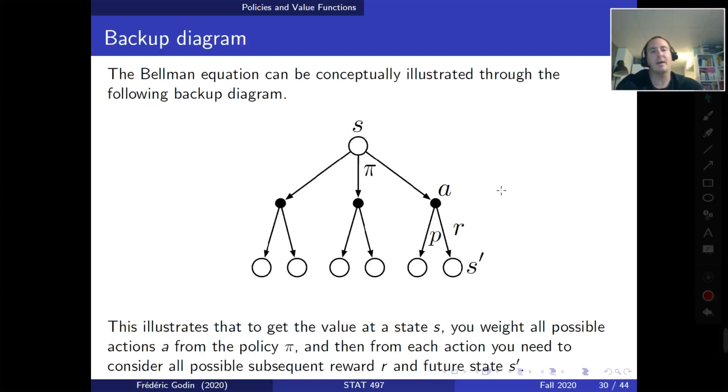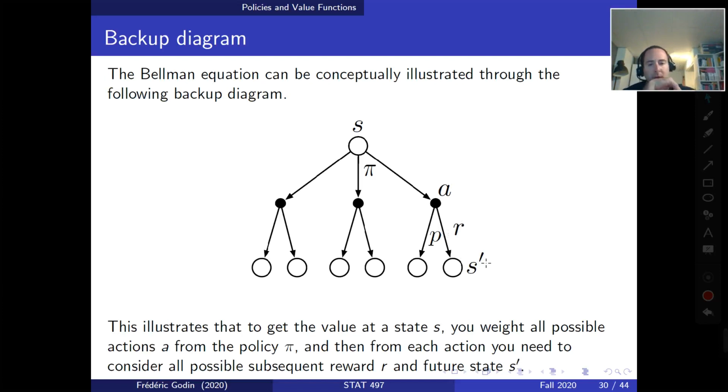One last quick detail. The Bellman equation looks very hard to memorize, but the following plot, which we call a backup diagram, can be helpful to memorize the equation. What this backup diagram says is that you start in a state S, then from your policy pi, you take an action A, and then once you've taken an action A, your transition probabilities determine the probability of all next rewards and all successor states.